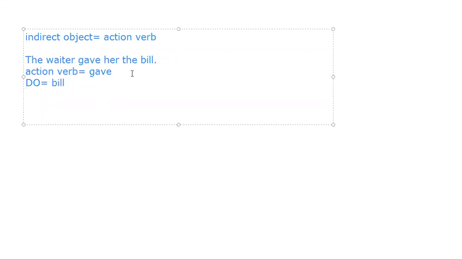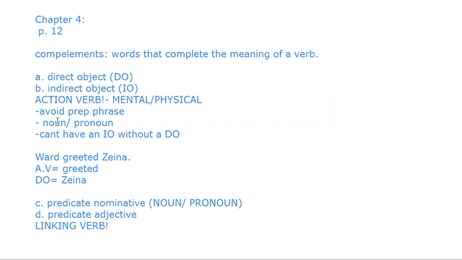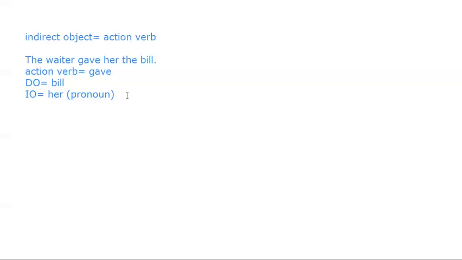Now the question is, who did he give the bill to? For who? For her. So the indirect object here would be her. Her is a pronoun, which is good because, if you remember the other slide that I wrote, my direct object could be a noun or a pronoun, and my indirect object could be a noun or pronoun. So I'm fine, because it works out well: my indirect object is a pronoun and my direct object is a noun.